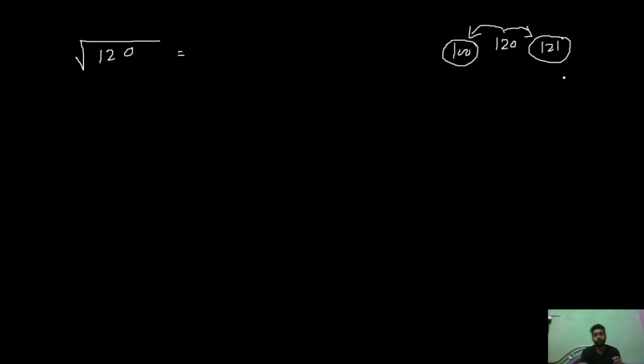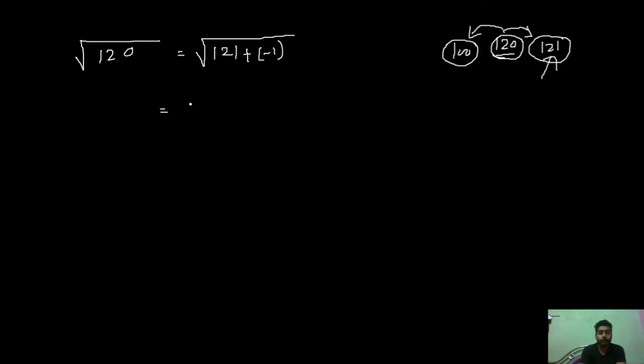So we need to take the value which is closer to the number. So here 121 is closer to 120 than 100. So we'll take 121 as A. So here 121, and what will be B? B will be minus 1, because 121 minus 1 will be 120.